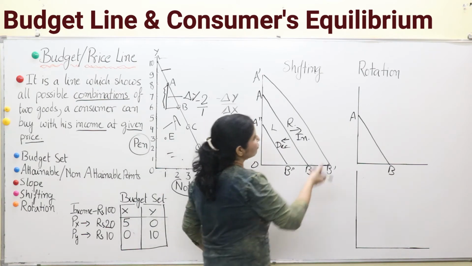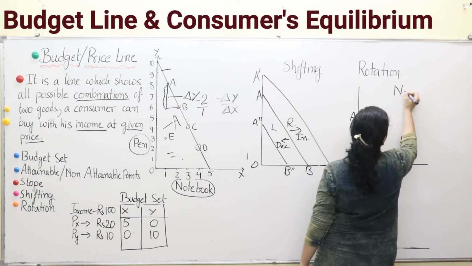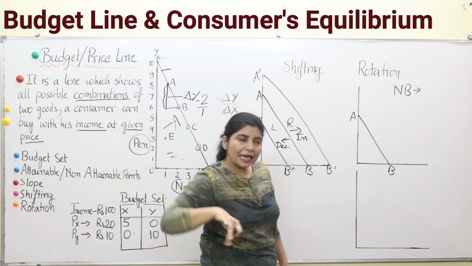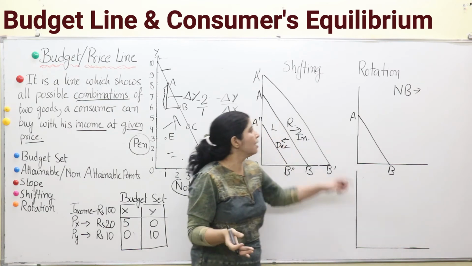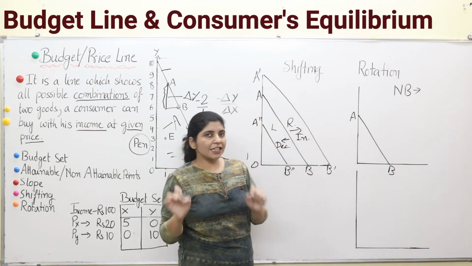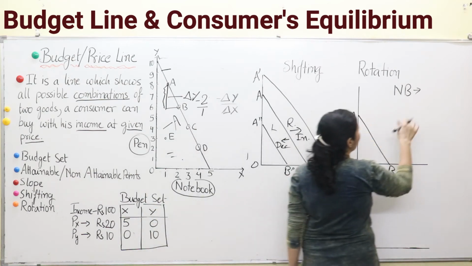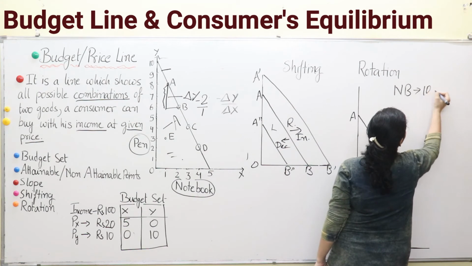Take for example our notebook. NB for notebook. I'm writing only abbreviated forms because it will take less time for us to discuss the questions. Here, NB for notebook. The initial price of notebook was 20 rupees per unit. Take for example, the price of notebook decreases to 10 rupees.